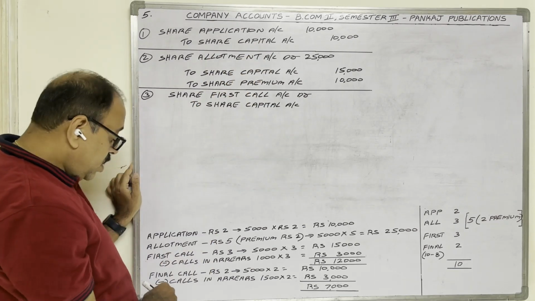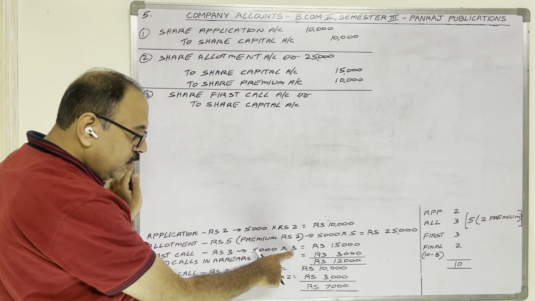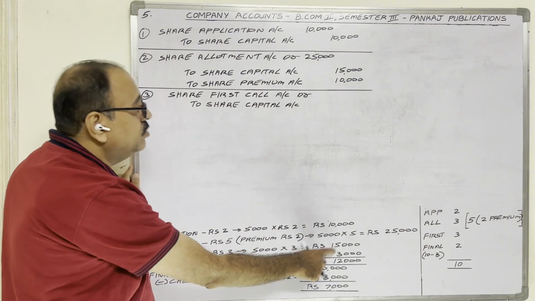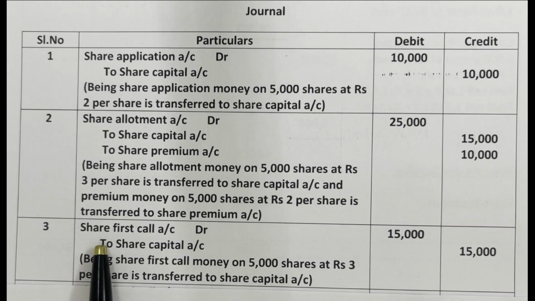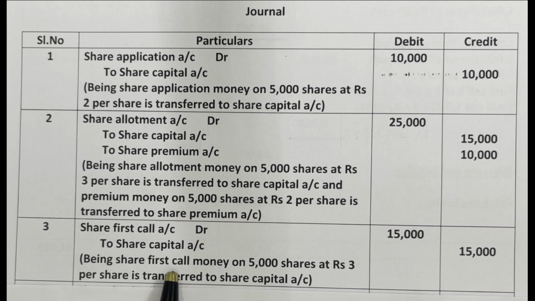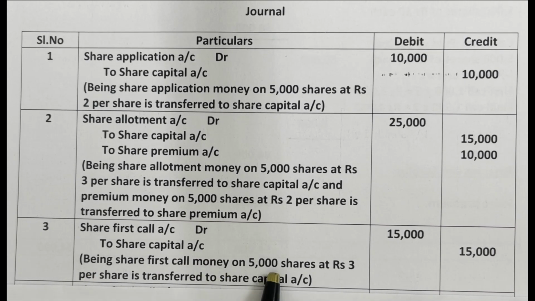How much amount should come? First call. On 5,000 shares at the rate of 3 rupees each, 15,000 should come. Write that amount here. 15,000. Third entry, share first call account debtor to share capital account. Narration. On 5,000 shares at the rate of 3 rupees each, first call amount 15,000 we are transferring to share capital account now. Mention that. Being share first call money on 5,000 shares at 3 rupees per share is transferred to share capital account.